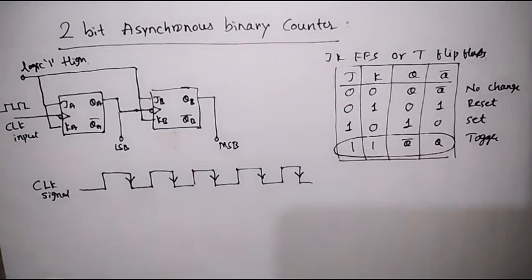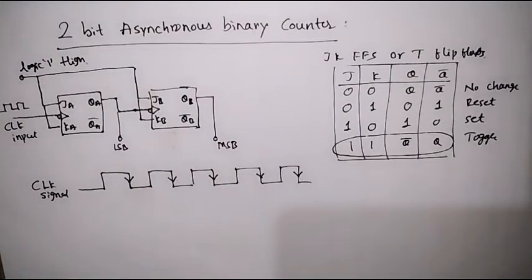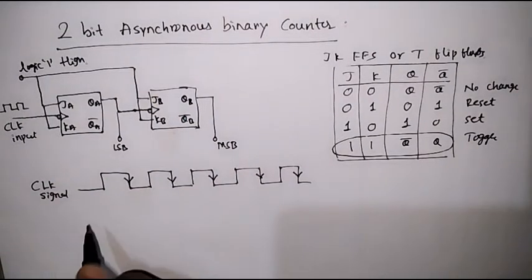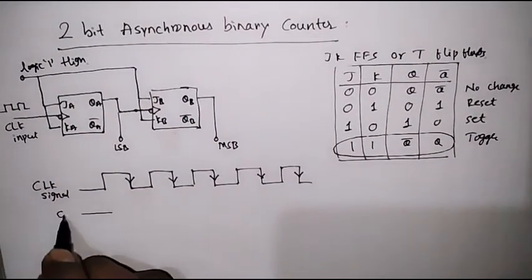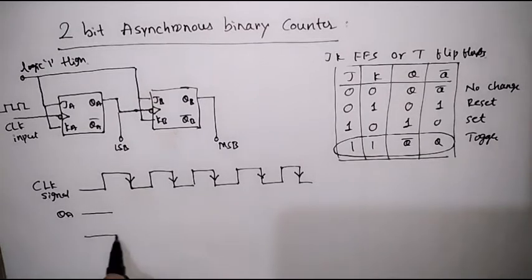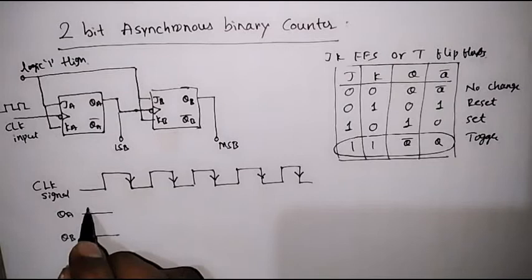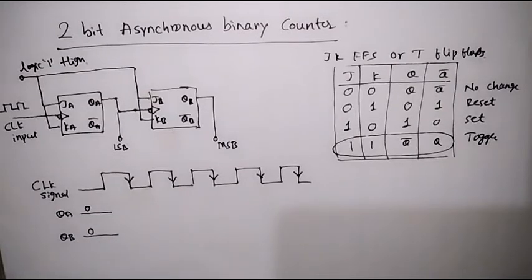This is a falling edge. Initially, we will assume that both the outputs of the flip-flops are 0. Let this be the QA output and let this be the QB output. Initially, we will assume that QA is 0 and QB is 0.